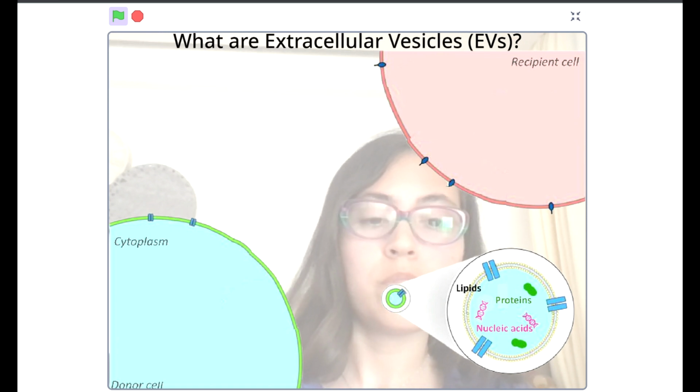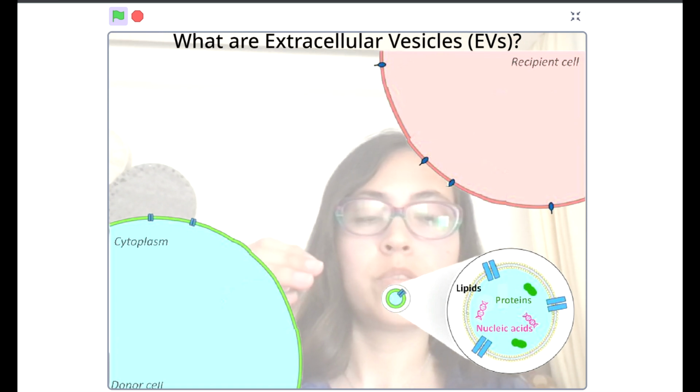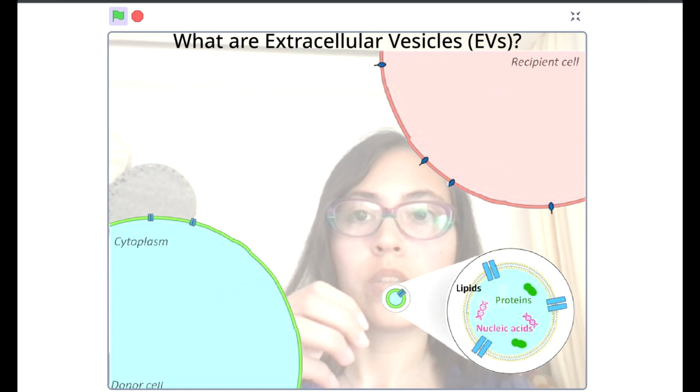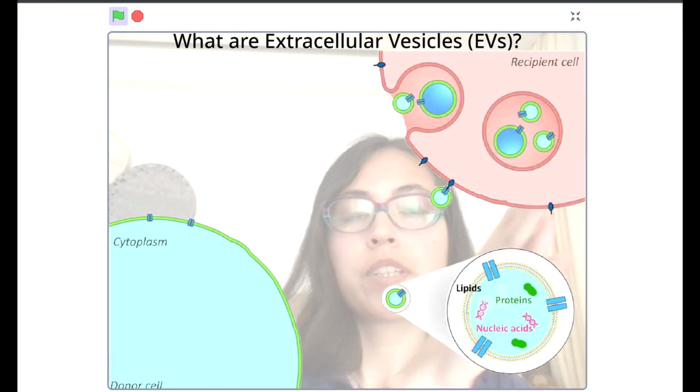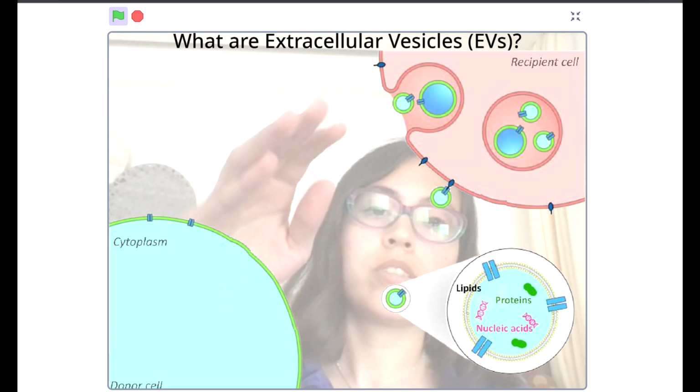And this material will be received by the recipient cell through different mechanisms, including membrane fusion, ligand binding, and endocytosis mechanisms as well.